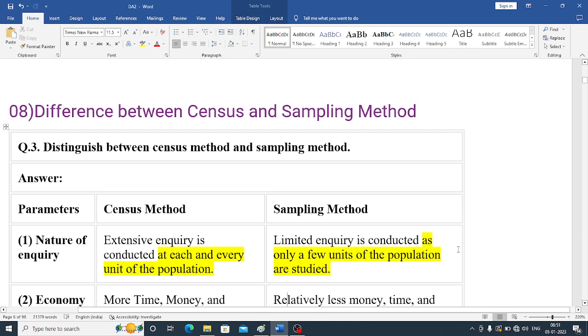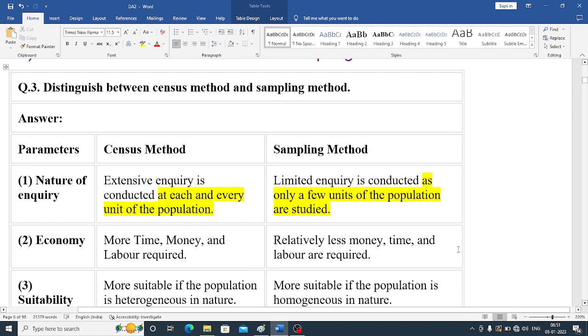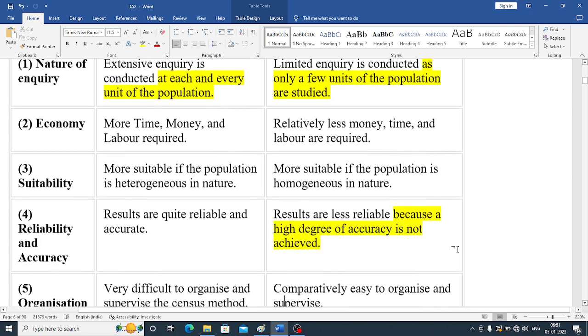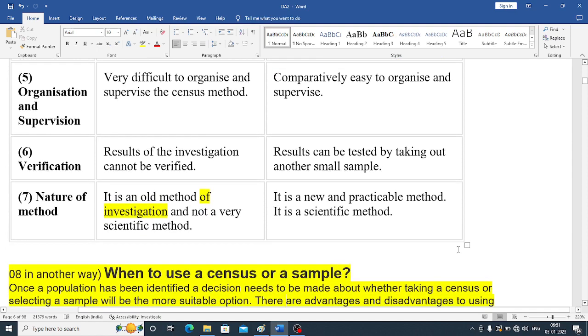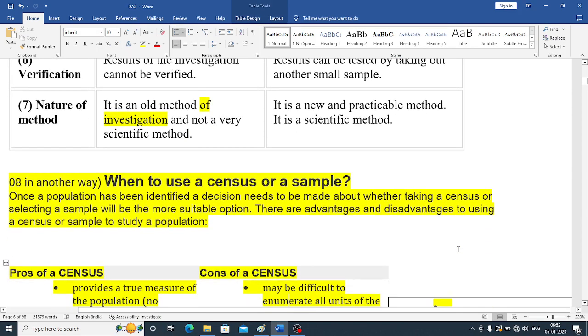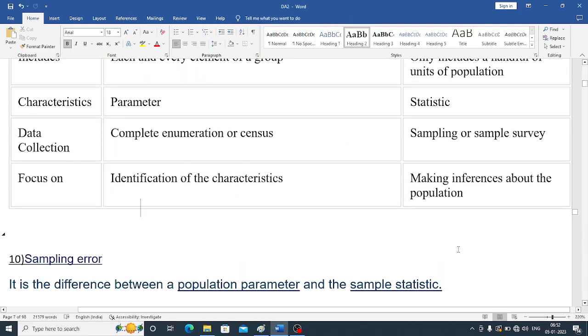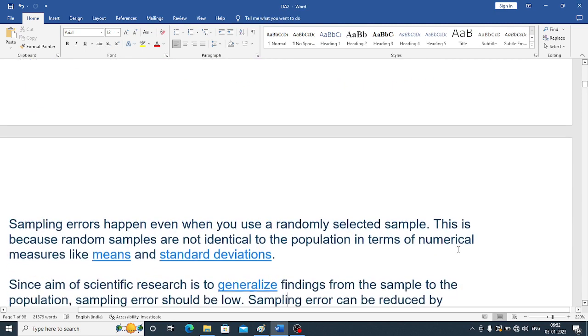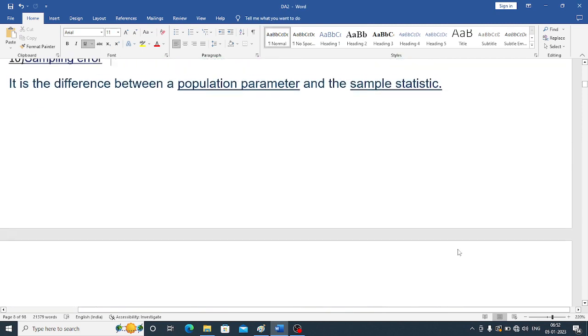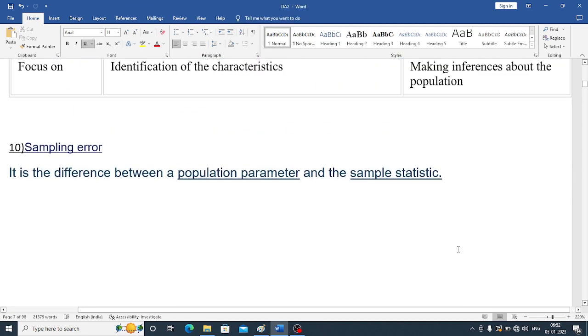Next, difference between these two. All these things are once again put here. Okay, so now what is sampling error? Okay, we can take in next class.